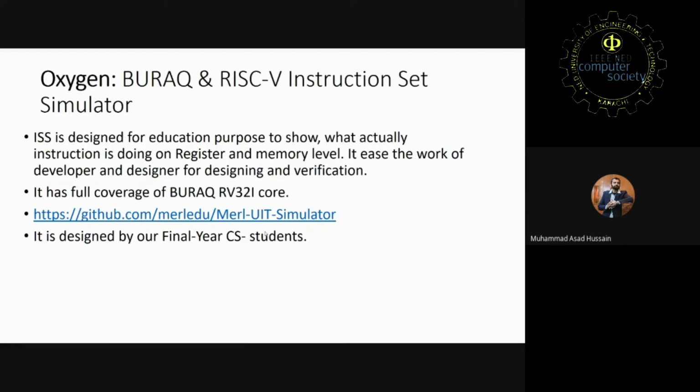The third thing we are doing is building a Burraq RISC-V instruction set simulator, ISS, and we named it Oxygen. It is designed for educational purposes, and it's a final year project of our CS students. They have designed an instruction set simulator to verify the instructions, the assembly programs that you build in RISC-V. It has full coverage of RV32I, M, and C as well. Not only I, the M and C features are also available in it. That's also a work in progress.